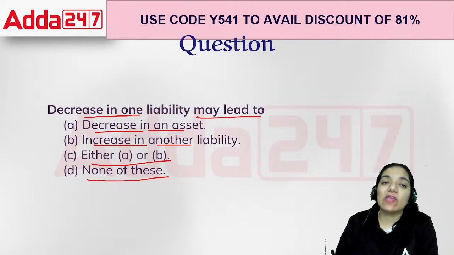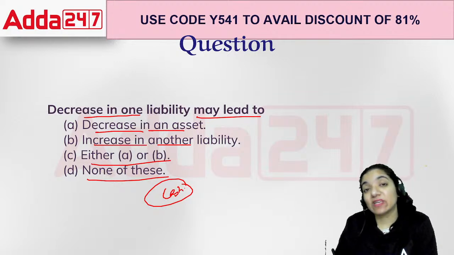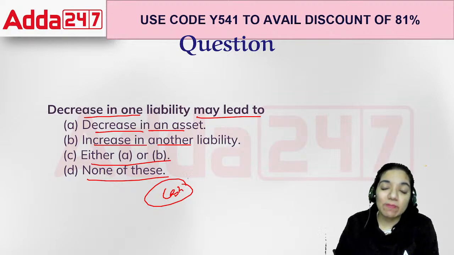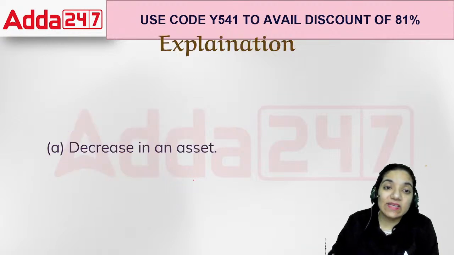If I am paying off a particular liability, I must be losing my cash, because how do we pay off people? We pay off through the cash balance, or we pay them through the bank balance. So if we are making a payment to them, it can be from any of these areas. So the correct answer would be a decrease in the asset.